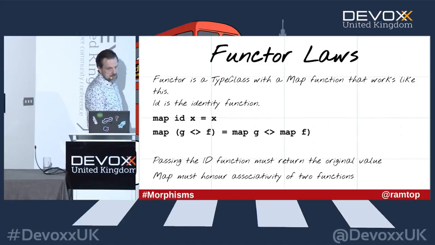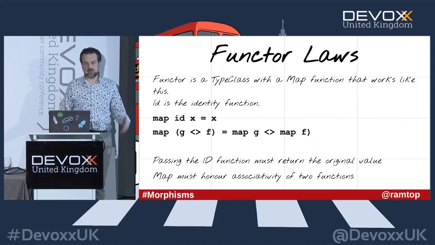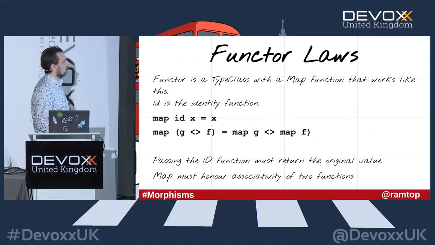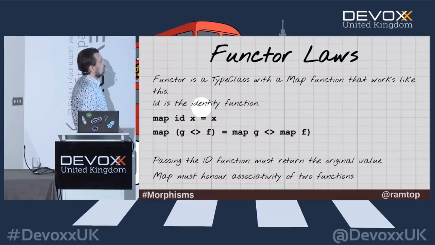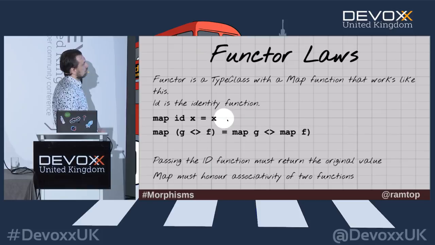There are just two laws for functors, which are mathematical laws, but this is more or less how they look in pseudocode. Basically, the idea is that you have an ID function that just returns the object, so whatever you give, you get the same. And then, if you map the composition of two functions, it's exactly the same as mapping one, then mapping the second, and then composing them together.